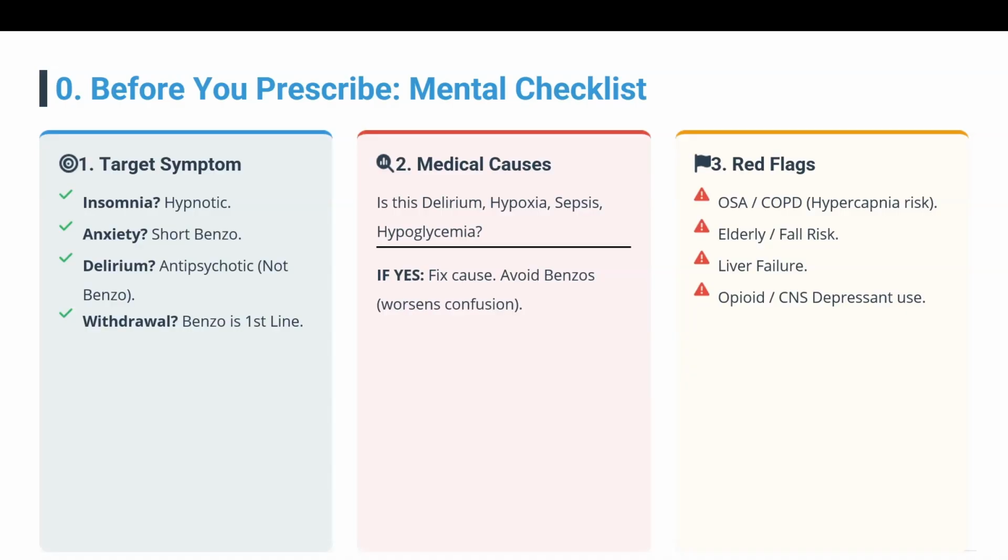Delirium can occur from many medical causes such as hypoxia, sepsis, hypoglycemia, hypercapnia, and hepatic encephalopathy. In all these cases, try to fix the cause and avoid benzodiazepines, because they worsen the confusion and may lead to further sedation, decreased ventilation, and can also lead to silent cardiac death. Next, any red flags or comorbidities for giving sedatives that we'll discuss.